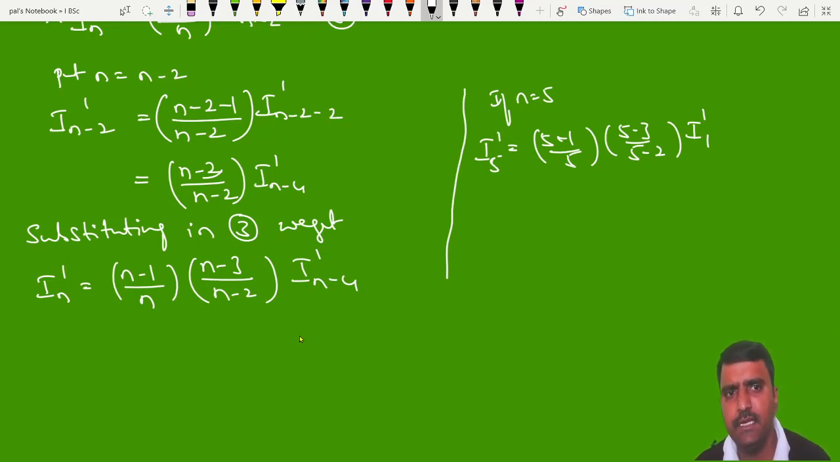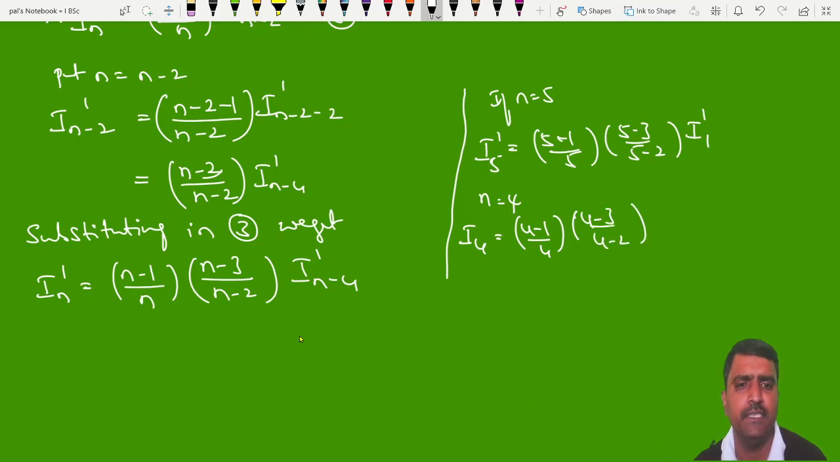When n is an even number, suppose n is 4, where does it end? I4 is equal to 4 minus 1 by 4 into 4 minus 3 by 4 minus 2 into I 4 minus 4, which is 0, I not dash. So when n is an even number, it ends with I not dash. When n is an odd number, it ends with I1 dash.